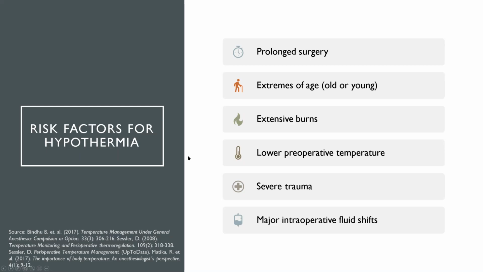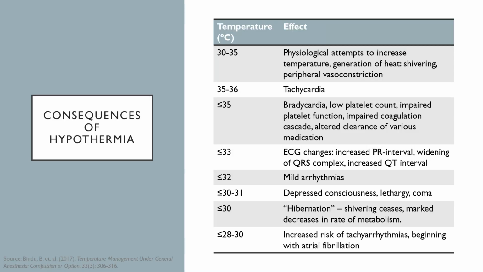So some basic risk factors for hypothermia. Again, in an ambulatory setting, I don't know that prolonged surgery is probably a consideration as much. Extensive burns, maybe people are doing that on a regular basis, but probably not. Severe trauma, also probably not. Major intraoperative fluid shifts, probably not in an ambulatory setting. But extremes of ages and lower preoperative temperature, yeah, that's probably something that you really are going to need to take into consideration when dealing with hypothermia.